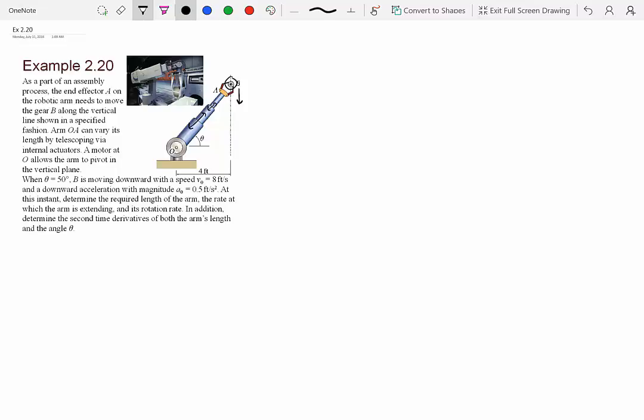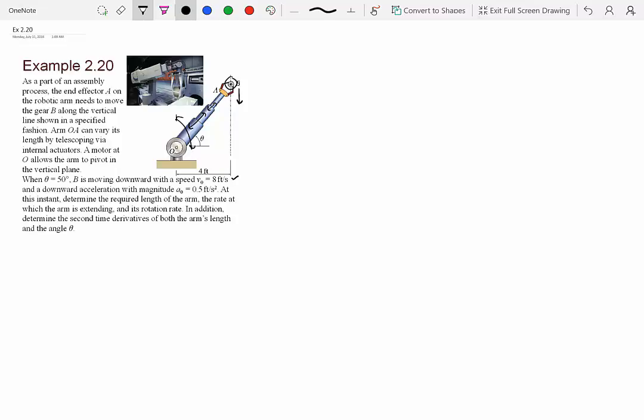And to bring it down, of course, you have the linear actuators over here. Essentially, they will extend in and out. And in this case, if it's coming down, you can see that the actuators have to retract so that they can bring the gear B down. Arm OA can vary its length by telescoping via internal actuators. A motor at O allows the arm to pivot in the vertical plane, so it can rotate like this. When theta is 50 degrees, B is moving downward with the speed V0 equal to 8 feet per second.